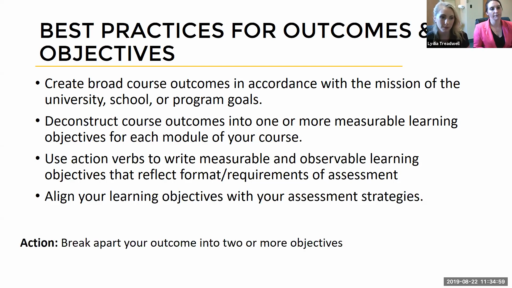So now take a quick moment and look at that outcome that you wrote with an observable and measurable action verb, and think about how you would break that into 2 or more objectives. What are the stepping stones to get to that final destination, to achieve that final goal?